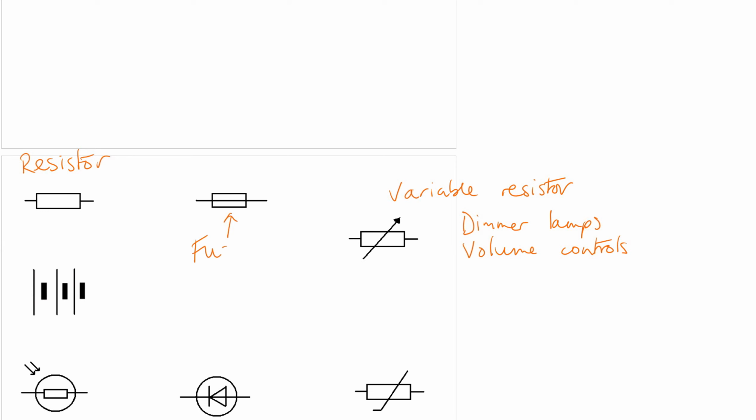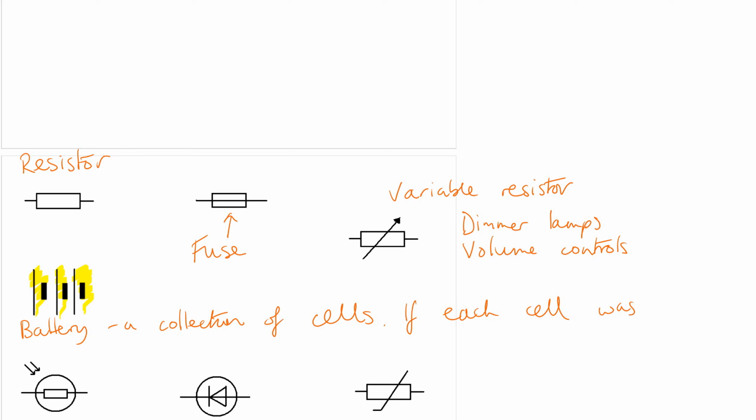This here is a fuse. It's a very thin wire, and if too much current flows through it, it melts, preventing fires. Now this here is a battery, a collection of cells. In actual fact, I can see not 1, not 2, but 3 cells there. So if each cell was 4 volts, this battery would be 3 cells multiplied by 4 volts each, gives me a battery that is 12 volts.